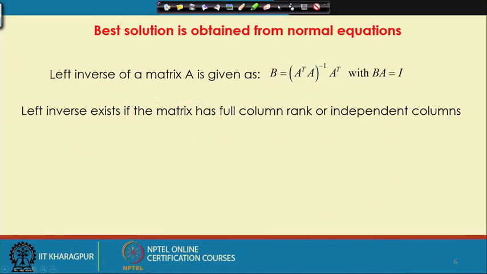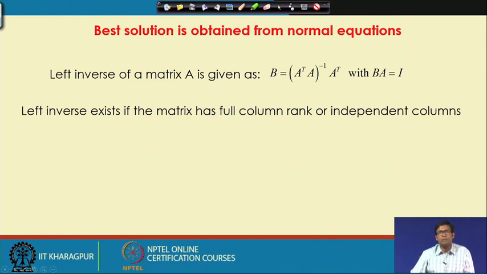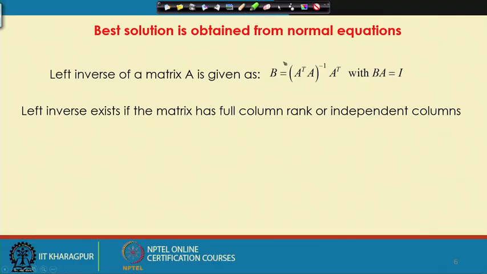The left inverse of matrix A is given as A transpose A inverse A transpose. What is a left inverse? It is the matrix which, multiplied on the left of matrix A, gives an identity matrix. Left inverse exists if the matrix has full column rank, that is, the matrix has independent columns. So, if the matrix has all independent columns, then the left inverse will exist, and if the left inverse exists, that means A transpose A is invertible, otherwise the left inverse will not exist.